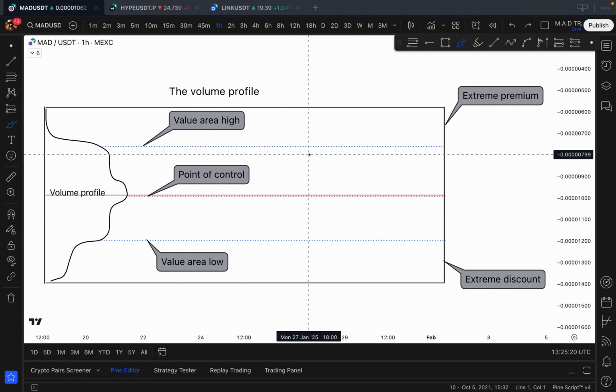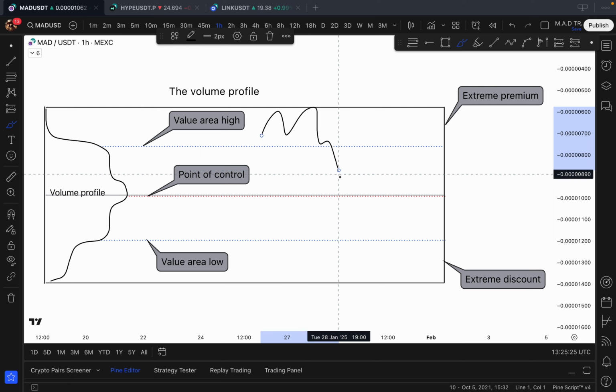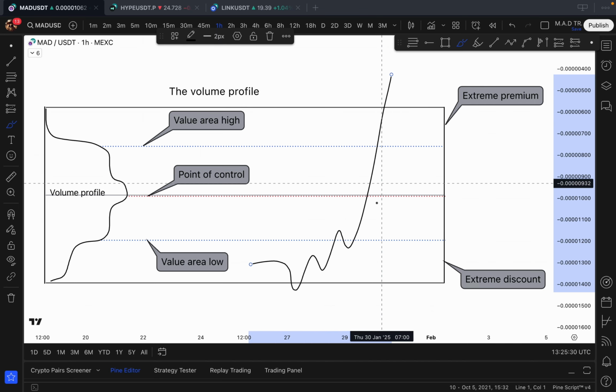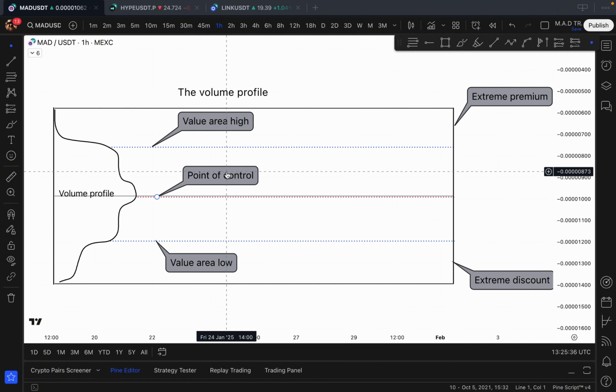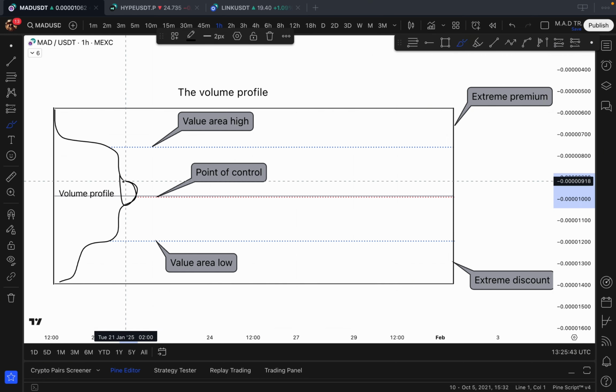As a trader, especially as a range trader, we know that if price is in the extreme premium, that's where we want to look for rotations back to the other side. As well, if you have moves in the extreme discount, you want to look for rotations back to the other side. Then we also have the point of control. The point of control is basically the area where the most volume has happened within the range. That's this area right here.